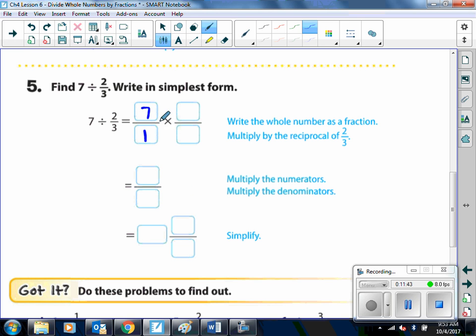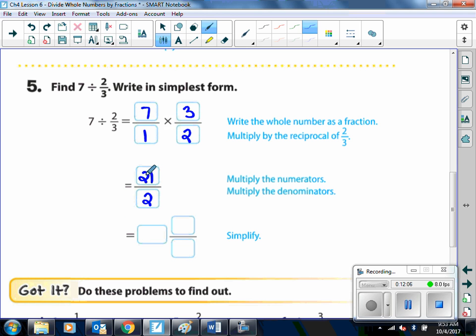The division becomes multiplication, and the second fraction becomes the reciprocal. So 2/3 we multiply times 3 over 2. And then, of course, we're just going to multiply straight across. So 7 times 3 is 21, and 1 times 2 is 2.